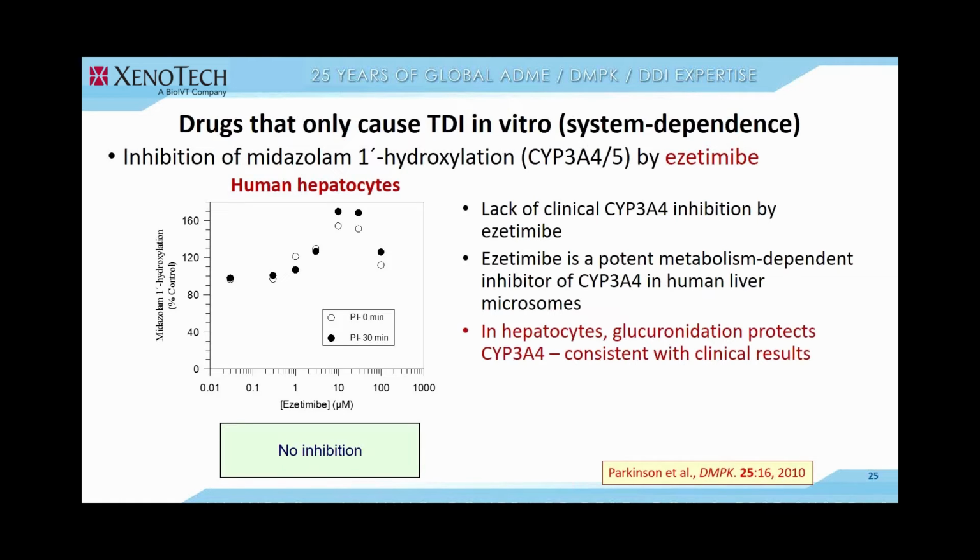But in hepatocytes, the hypothesis is that glucuronidation protects CYP3A4, consistent with what happens clinically, where the glucuronide is actually the major metabolite. In fact, you see relatively little circulating ezetimibe, and I'll summarize this at the end with one other example that includes structures. So we'll come back to that at the very end.